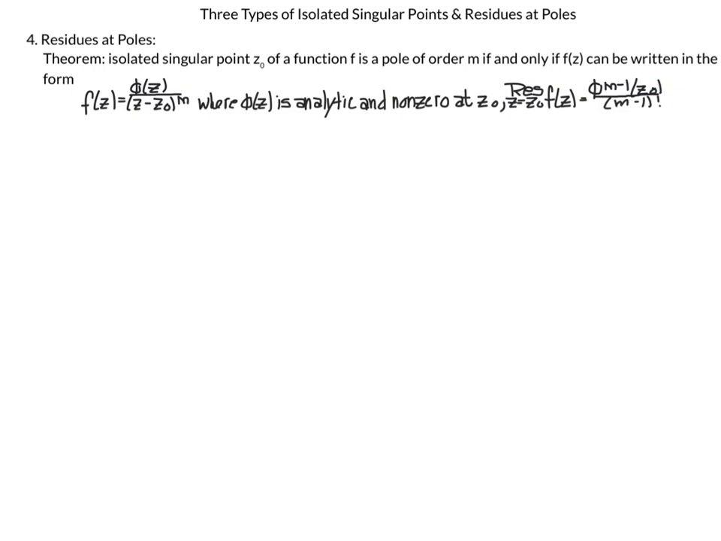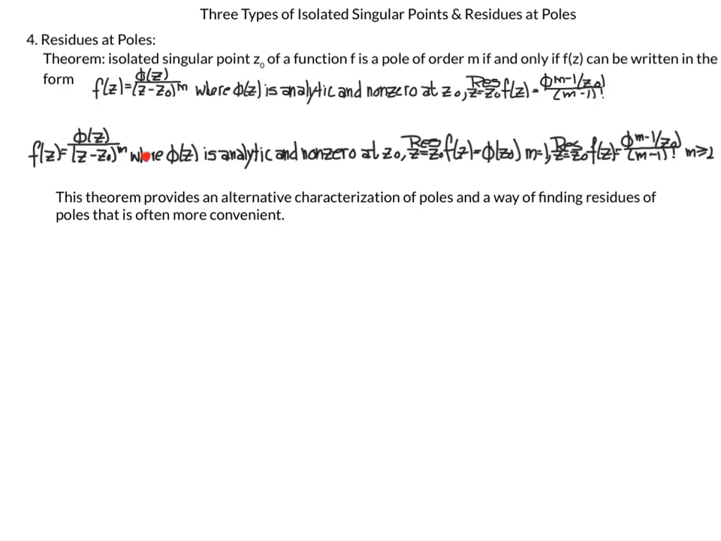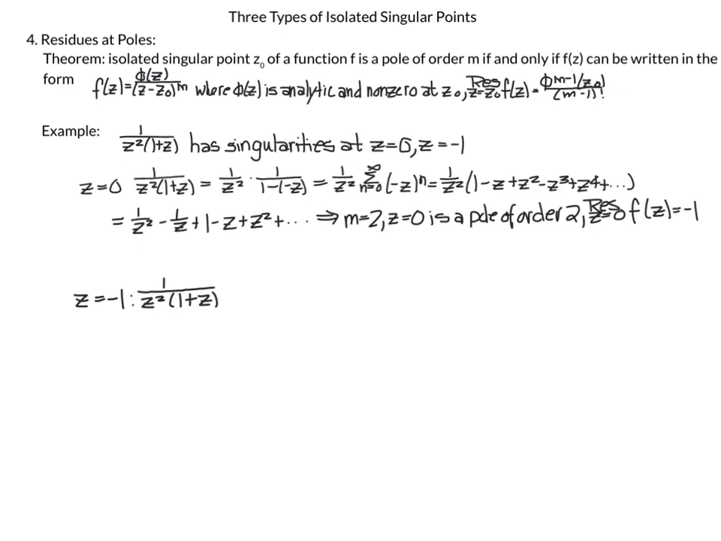divided by (m minus 1) factorial. Sometimes people like to separate this theorem into 2 parts. They talk about the residue when m is equal to 1, and then the residue when m is greater than or equal to 2. But this formula combines both. The only thing you need to remember when you use this formula is that if m is equal to 1, you get a 0th derivative, which is just the function evaluated at z naught. Anyway, this theorem provides an alternative characterization of poles and a way of finding residues of poles that is often more convenient.